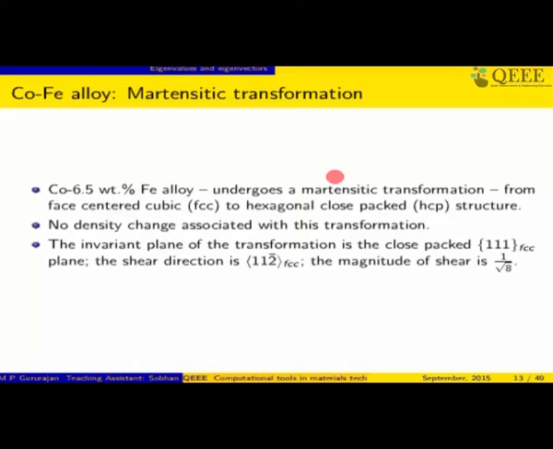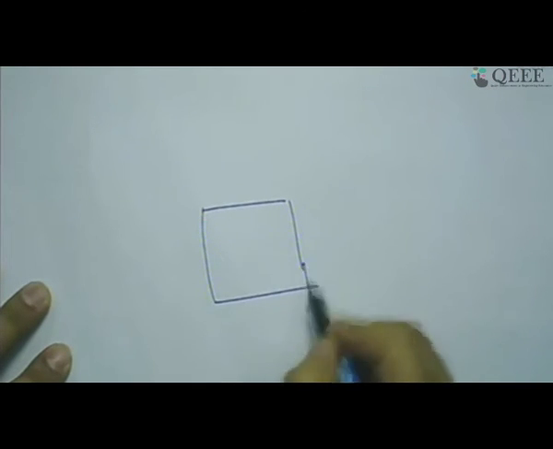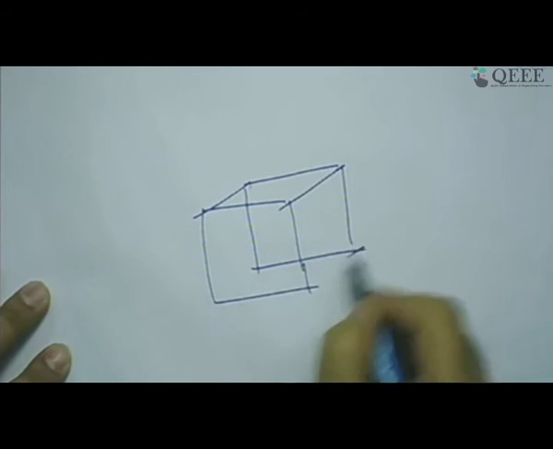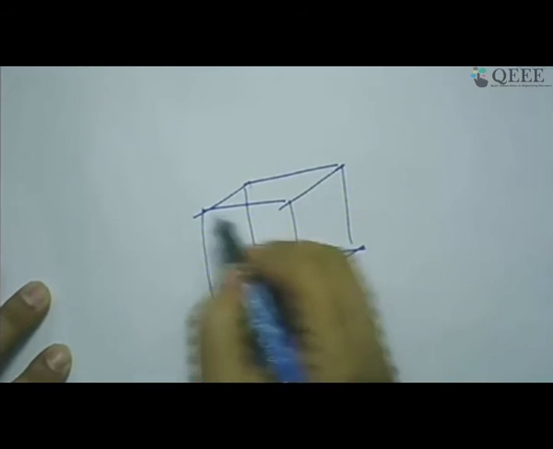There is a plane during the transformation which is known as the invariant plane, and that is the close-packed 111 plane of FCC. I hope all of you know which is the 111 plane of FCC. So let us draw a unit cell, because this is FCC.